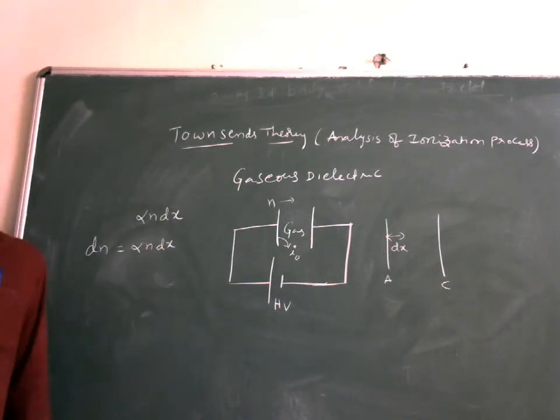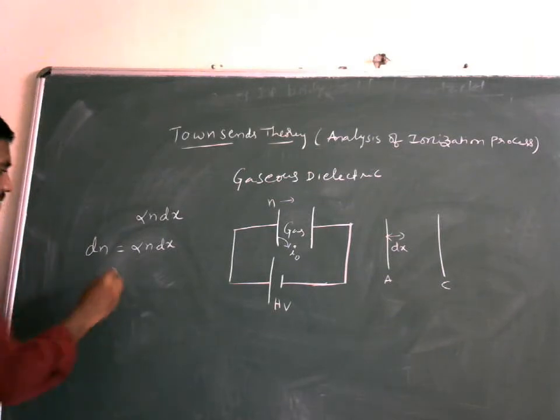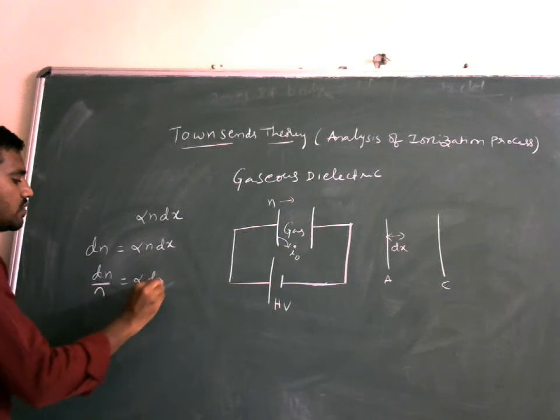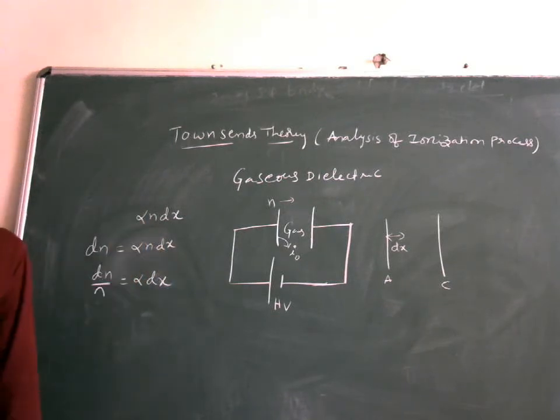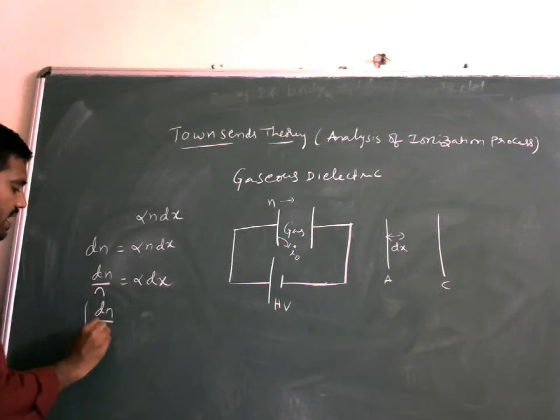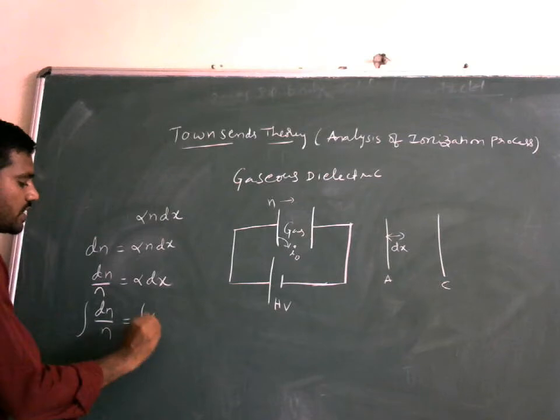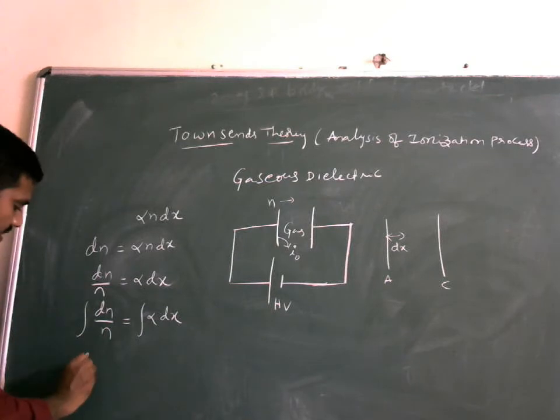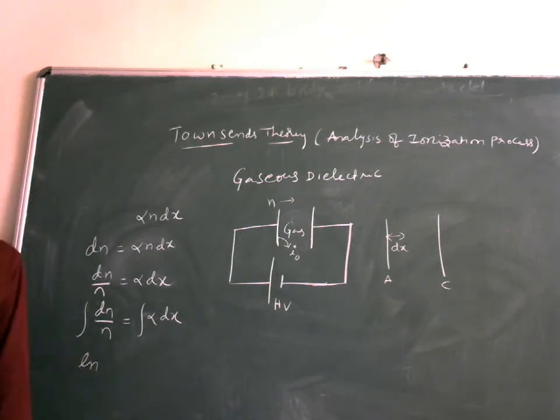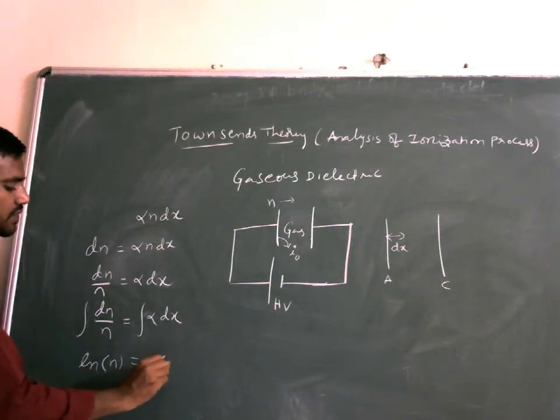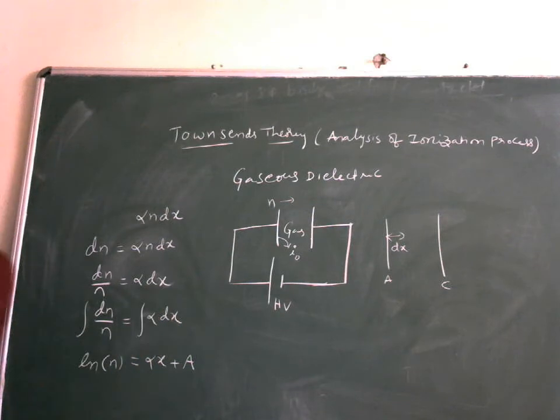So we get dn by n is equal to alpha dx. If I apply integration on both sides, we get ln of n is equal to alpha x plus A.